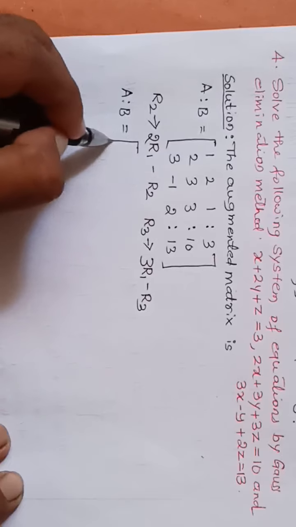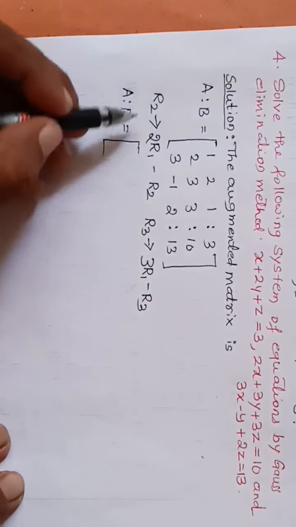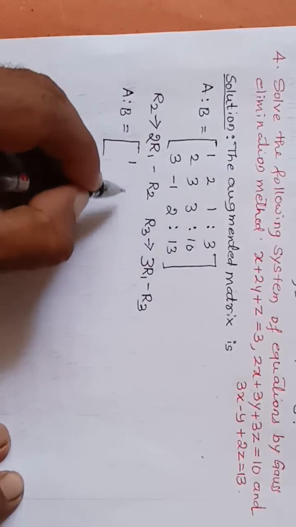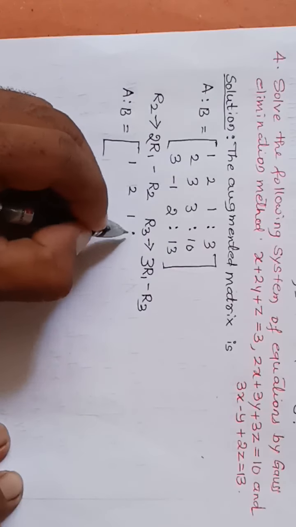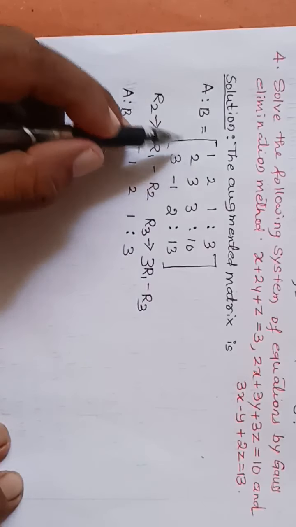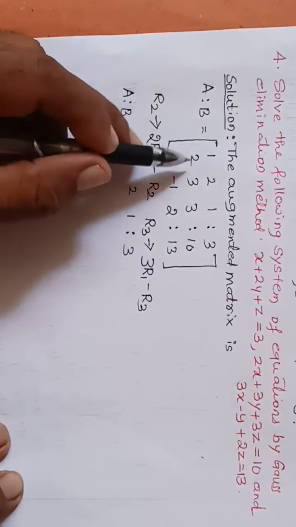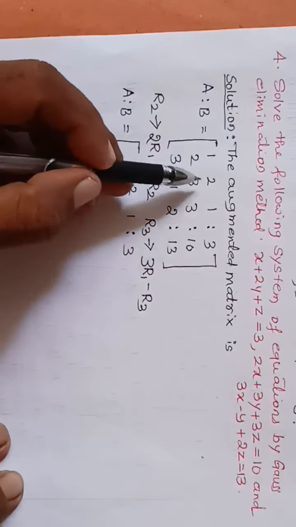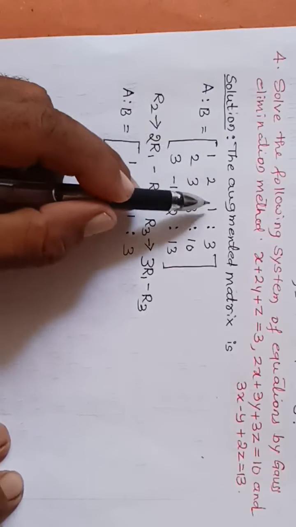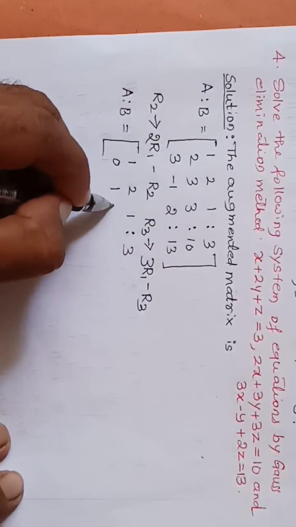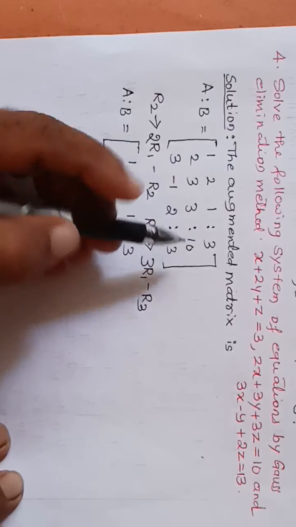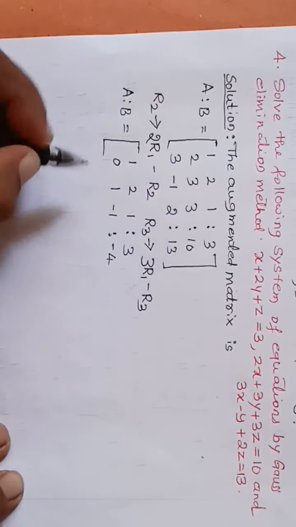this matrix becomes: we are not operating on R1, so write it as it is: 1 2 1 3. Next, 2R1 minus R2: 2 minus 2 is 0. Next 2 times 2 is 4, 4 minus 3 is 1. Next 2 times 1 is 2, 2 minus 3 is minus 1. Next 2 times 3 is 6, 6 minus 10 is minus 4.